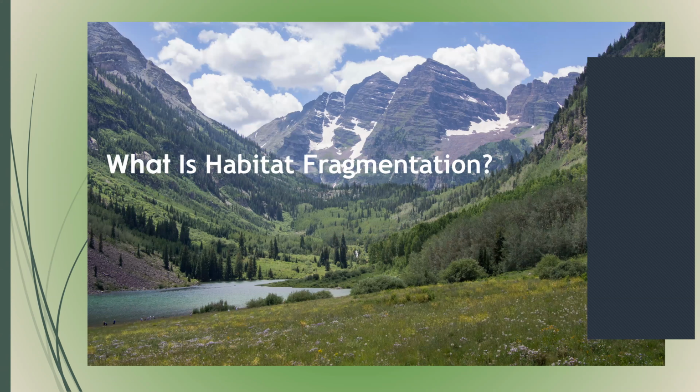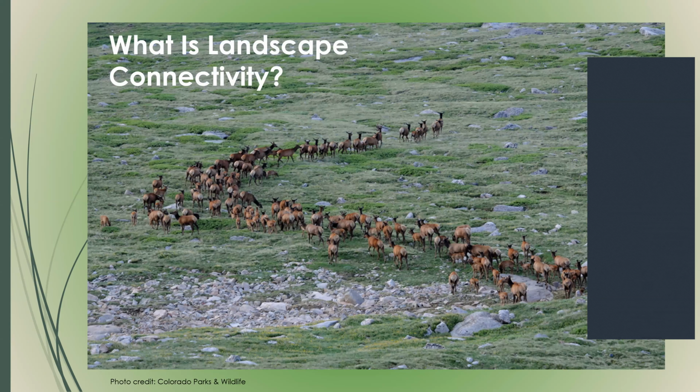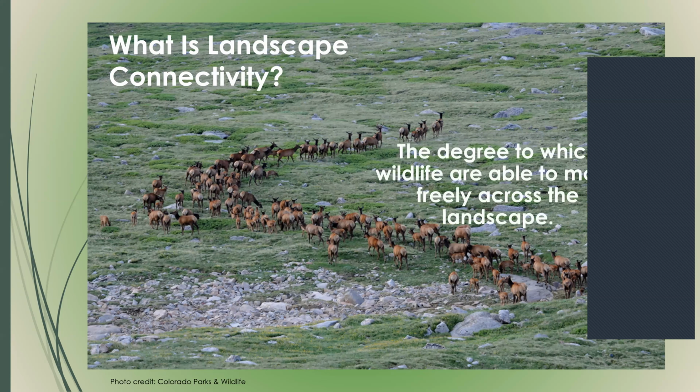All right, so what is habitat fragmentation? Again, simply speaking, it's the division of habitat into smaller patches. We'll go into a little bit more depth, but first let's talk about what is landscape connectivity. Well, it's the degree to which wildlife are able to move freely across the landscape, sometimes between those habitat patches.